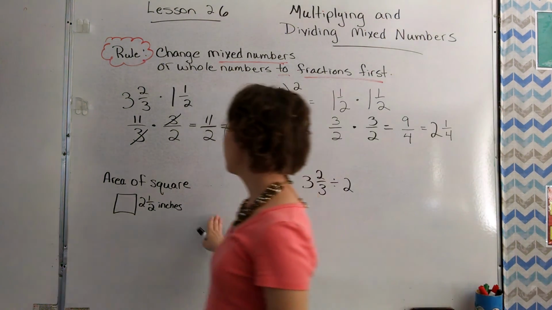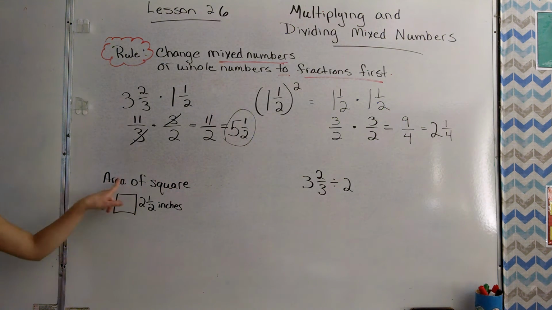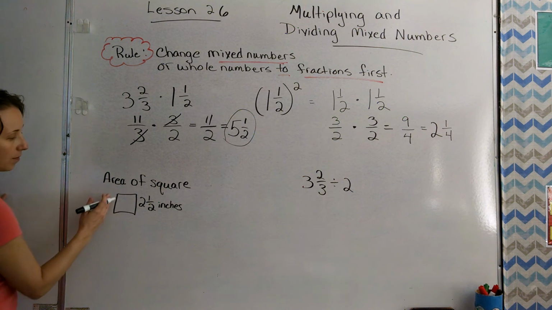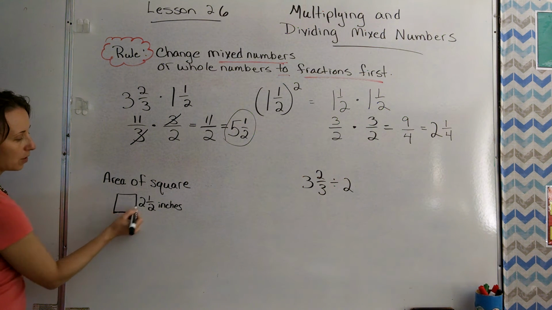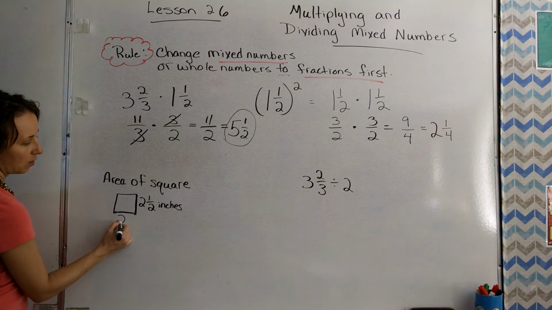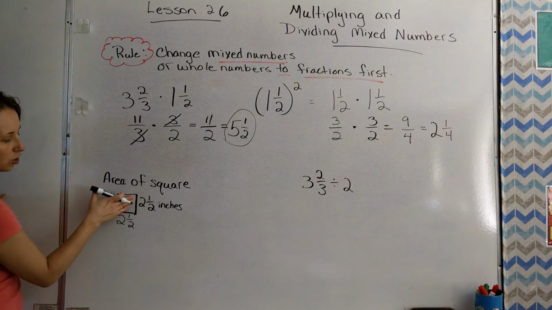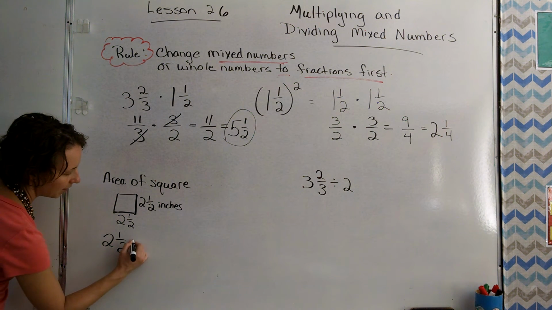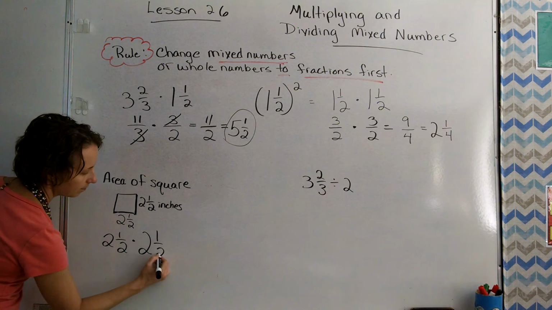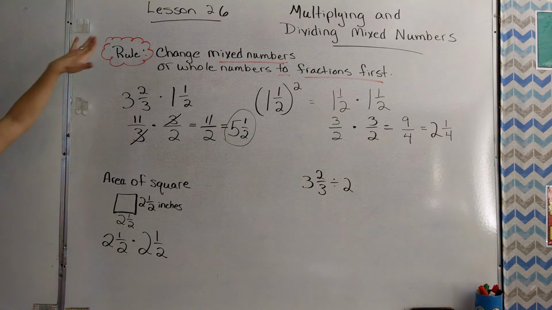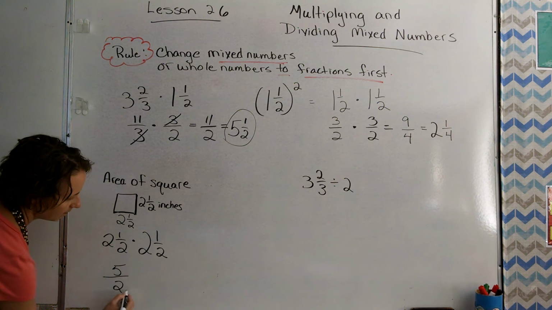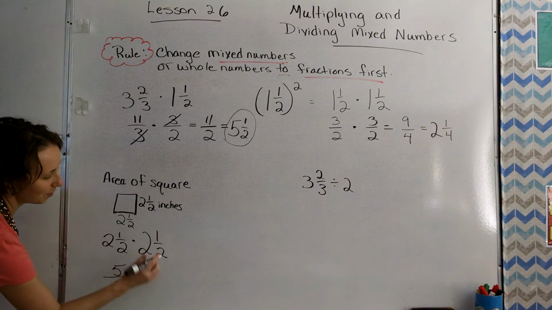Let's look at what this looks like with the area of a square. Let's say I wanted to find the area of a square, and I knew that one side was 2.5 inches. We know area of a square can be found by multiplying 2 adjacent sides. And we know that all the sides are equal. So if this one's 2.5, this one is also 2.5. So my problem becomes 2.5 times 2.5. All right, same steps. Change our mixed numbers into fractions. 2 times 2 is 4, plus 1 is 5. 2 times 2 is 4, plus 1 is 5.